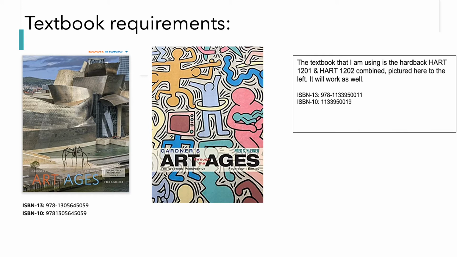As well, if you want, you can use the ISBN numbers that are just below the textbook on the left. Those are the ISBN numbers for volume 2 in the paper-bound copy. You don't have to get the same edition, just like I said with the hardbound copy. They're pretty much the same.